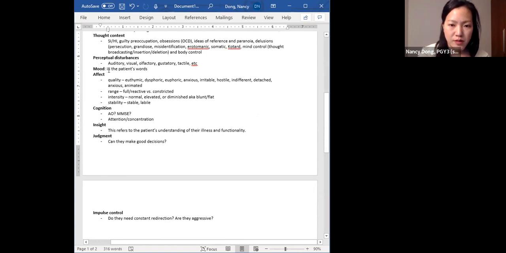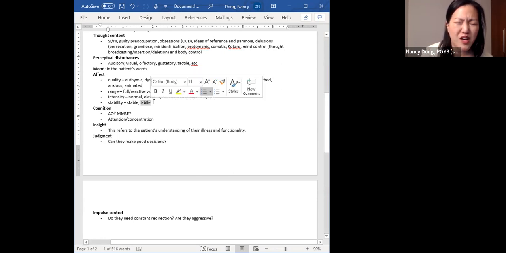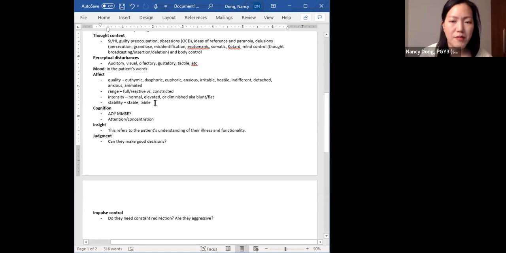Affect, there are a couple of domains as well here. Quality. There are so many different ways of describing someone's affect. So, here's a bank of them. There's way more you can add to it, so you have more words to help describe what a patient appears to be feeling. The range, the intensity, the stability. Labile, you might remember, comes up when we're talking about mania too. Labile mood.